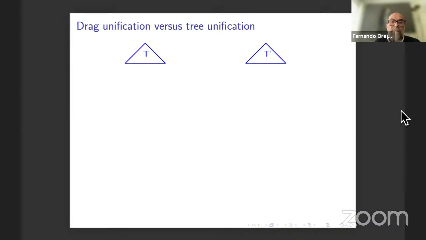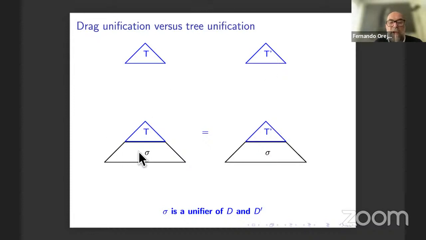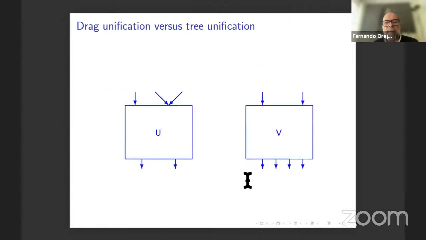So in the case of trees, of terms, when we have two terms, T and T prime, and we want to unify them, unifying them means finding some kind of substitution that, when applied to T and T prime, leads to the same term. And in this case, we say that the substitution sigma is a unifier of T and T prime. Here, it's slightly more complex. The idea is that we have two drags, U and V, and we want to apply some kind of substitution or something similar that makes them equal.